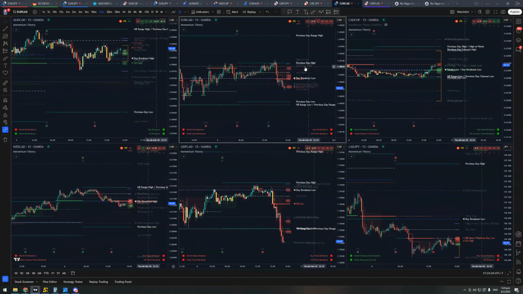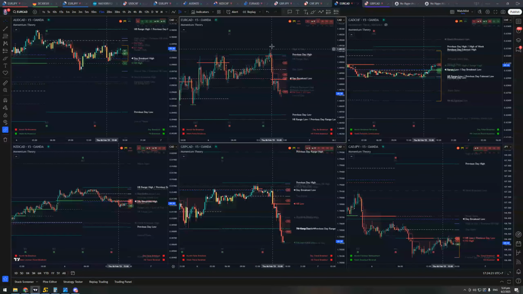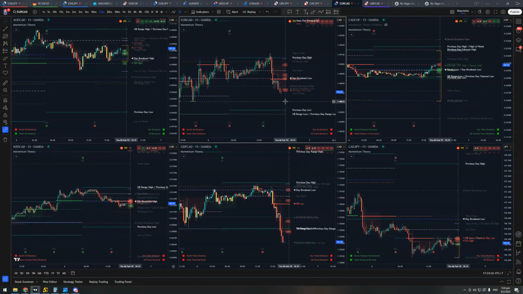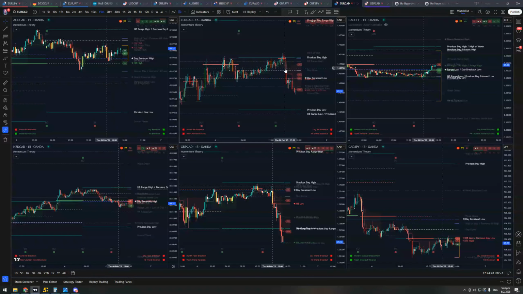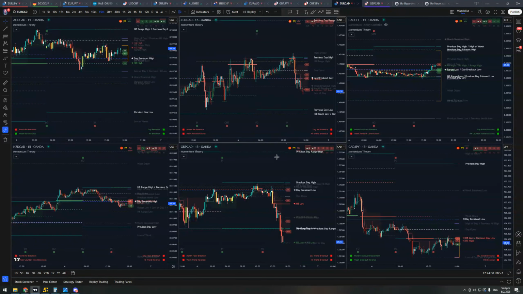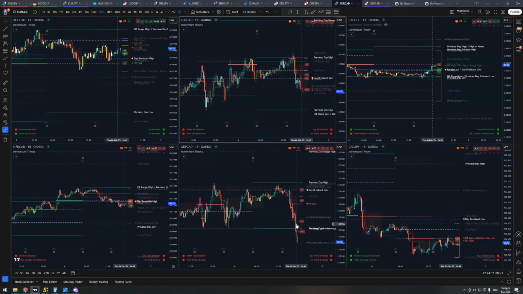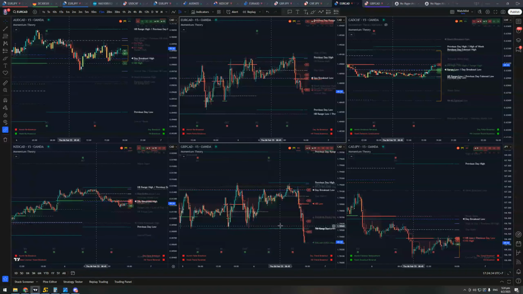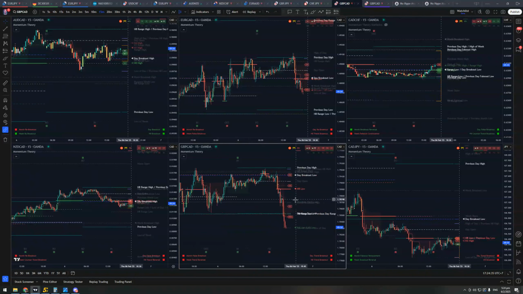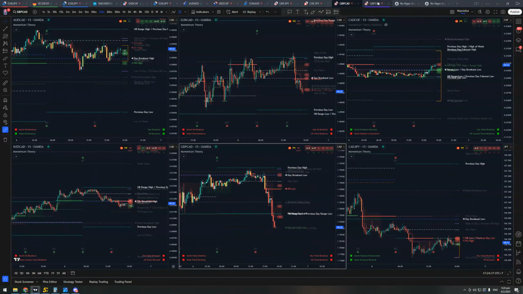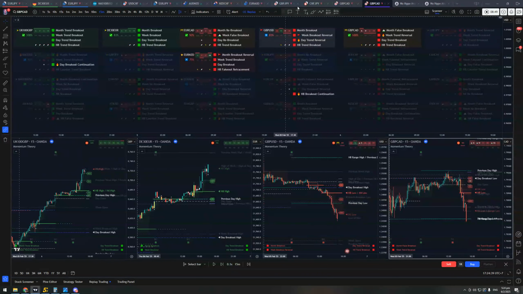Let me just see how it looks here. Okay, so EuroCAD, this is current price action. This is not replay mode, but EuroCAD just kind of stalled. GBP CAD actually did go all the way, but the setup I think is, what was that? Breaking out of that range.